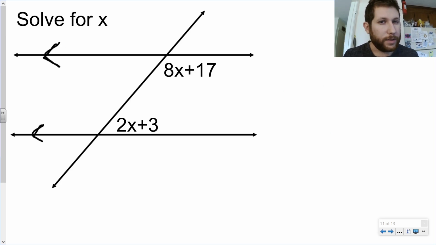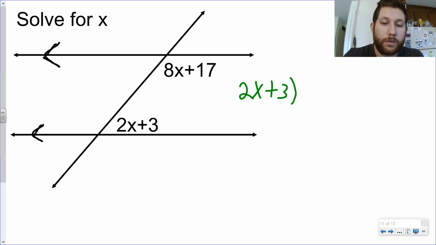Well, do they look the same size? They don't. Notice I've got an obtuse angle and an acute angle. These are same side interiors. All that should be telling us these are not equal. So do not set these equal. Instead, we're going to add them up and make them equal 180.